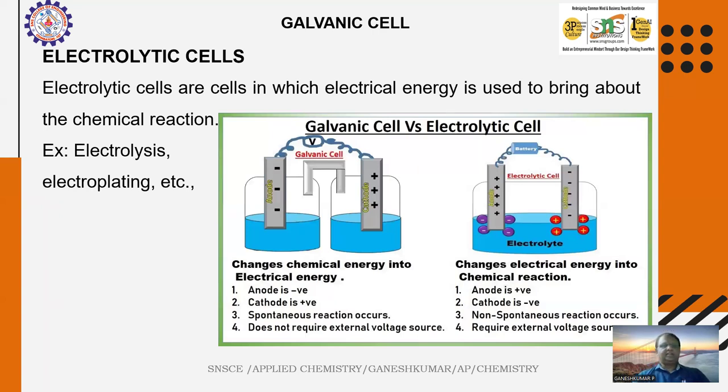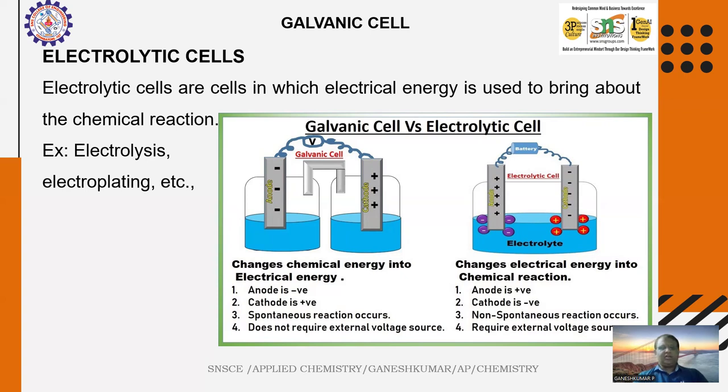Electrolytic cells are cells in which electrical energy is used to bring about a chemical reaction. An example is electrolysis and electroplating. We do a comparison between an electrolytic cell and a galvanic cell. In the galvanic cell, chemical energy is converted to electrical energy, and in an electrolytic cell, electrical energy is converted to chemical energy.